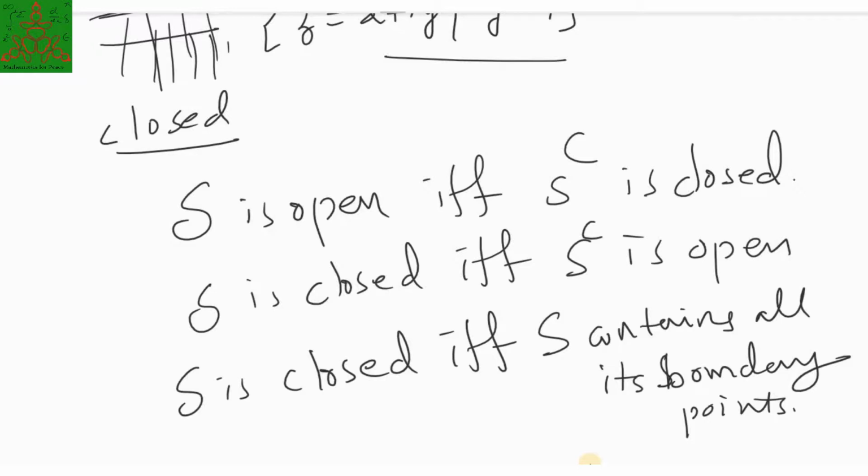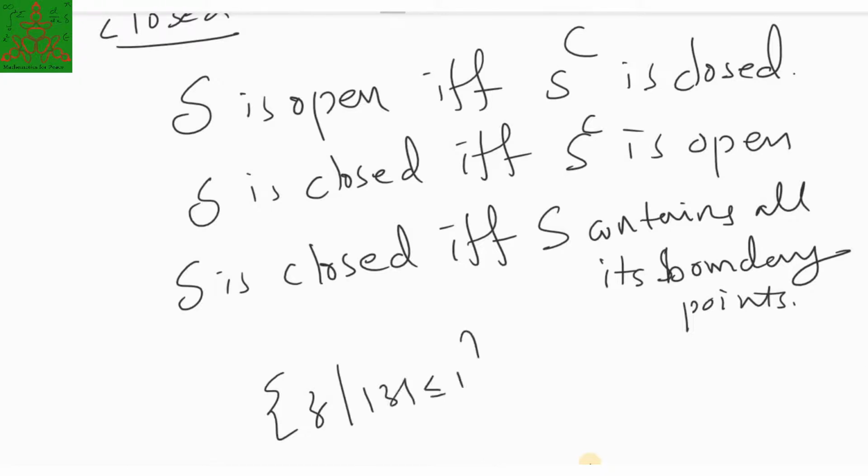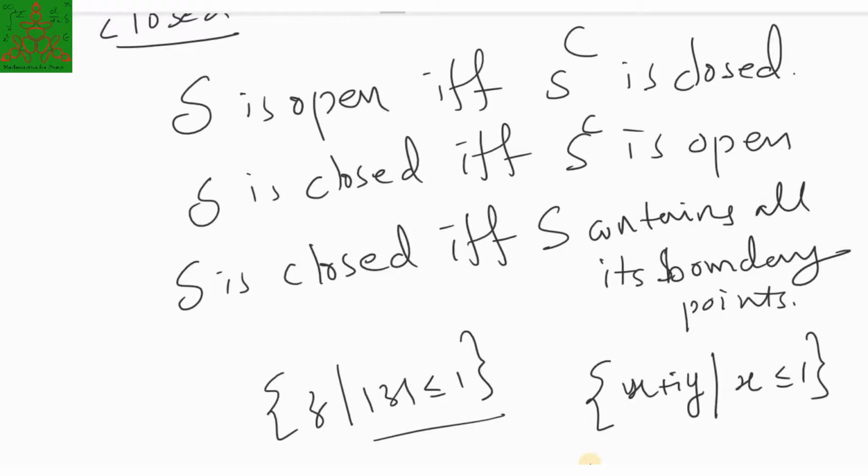For example, the set of all z such that mod z is less than or equal to 1 is a closed set. If I take the set of x plus iy where x is less than or equal to 1, then this is also a closed set. So these are examples of closed sets.